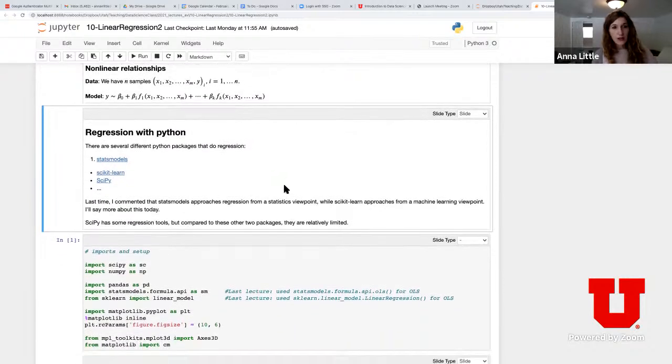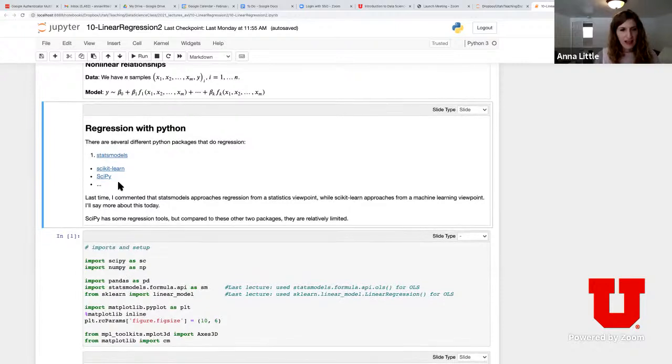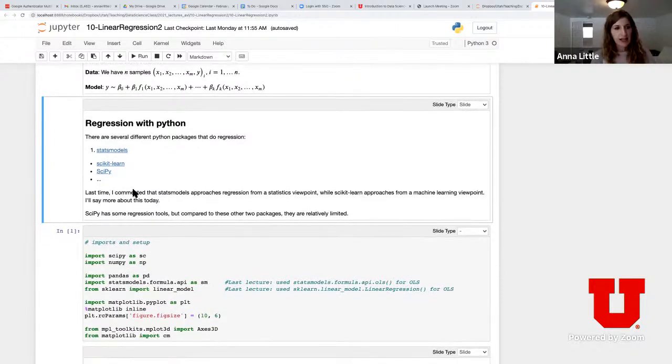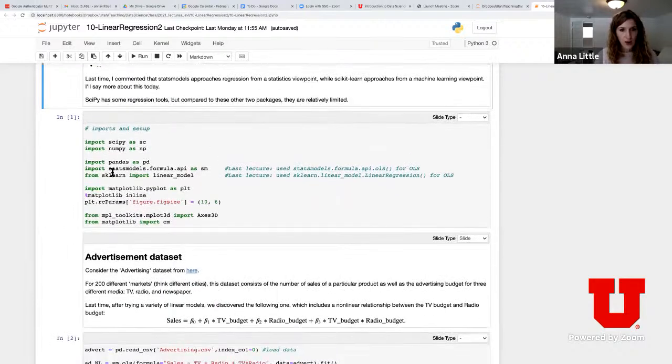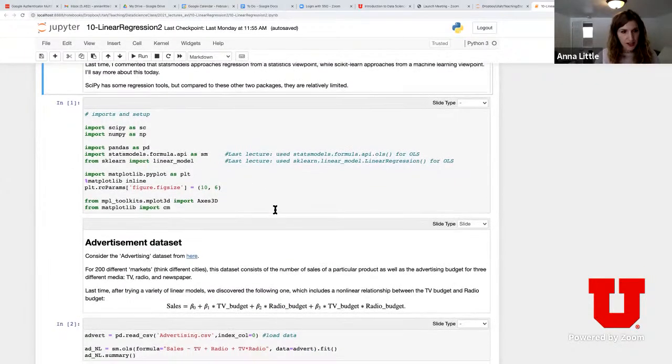Okay, and doing regression in Python, you've got several different options. Statsmodels is really nice for all of the statistical functionality. Scikit-learn is really nice for cross-validation and things on the machine learning side, which we'll be discussing some today. And also, like I think I mentioned briefly last time, SciPy has some regression functionality, but not a ton. Okay, so first of all, we'll just do our standard imports, like we do every lecture, for the most part with variations.